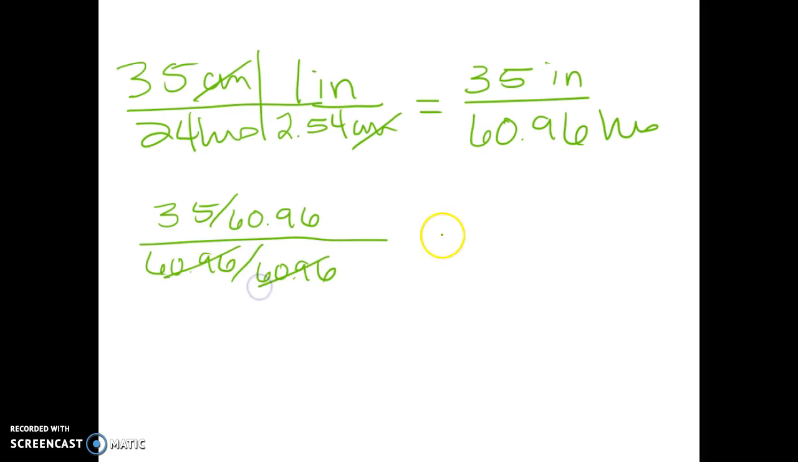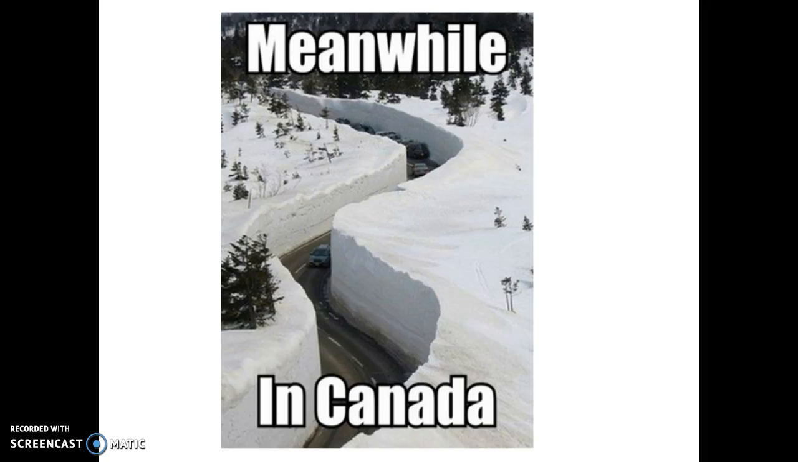60.96 divided by 60.96, that gets us to 1 hour for a denominator. 35 divided by 60.96, that gets us to 0.57 inches. So our wonderful friends to the north, they have a snow rate of basically about a half inch an hour. I hope it's not as bad as this.